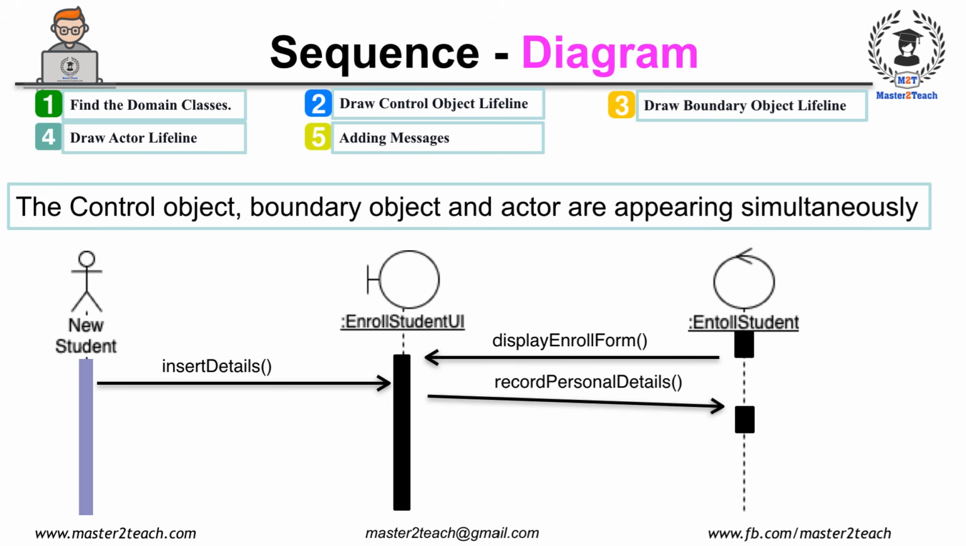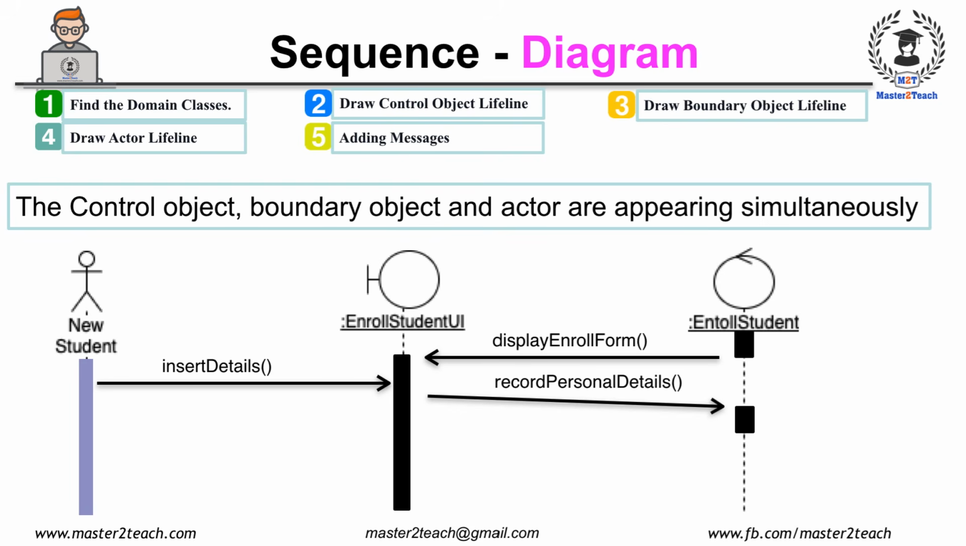Once the user has entered all the information like name, address, etc., the data might be sent to the controller object using the message recordPersonalDetails. I am following the camel casing naming convention here, and there should not be any space between the letters. As you can see, at last we end with parentheses. It's a method name where we can show the passing arguments as well.